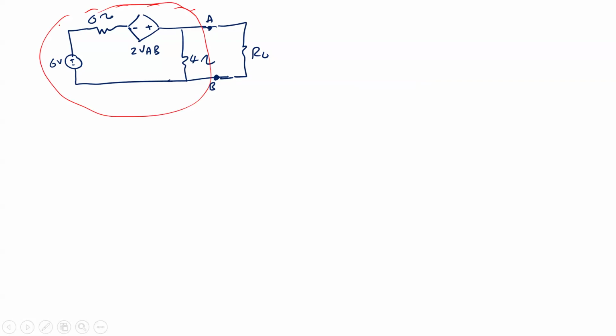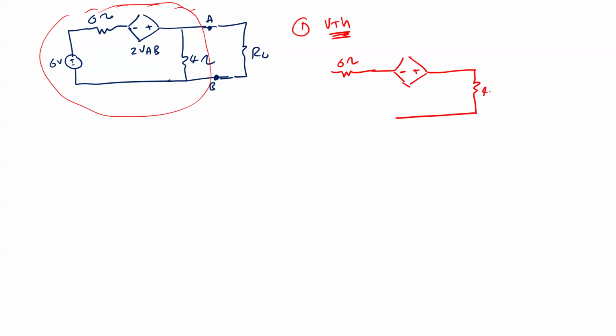Number 1, I need to find VThevenin. How can you find VThevenin? You have to open the circuit. Here this one is 6 ohm, this one negative, this one plus, and then we have here 4 ohm, and this is actually VThevenin here. So if I can find the voltage drop across 4 ohms, this is VThevenin. And then we have here 6 ohm.